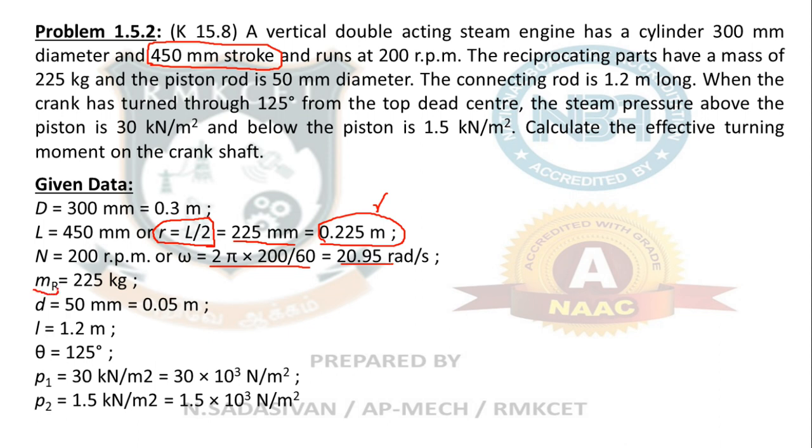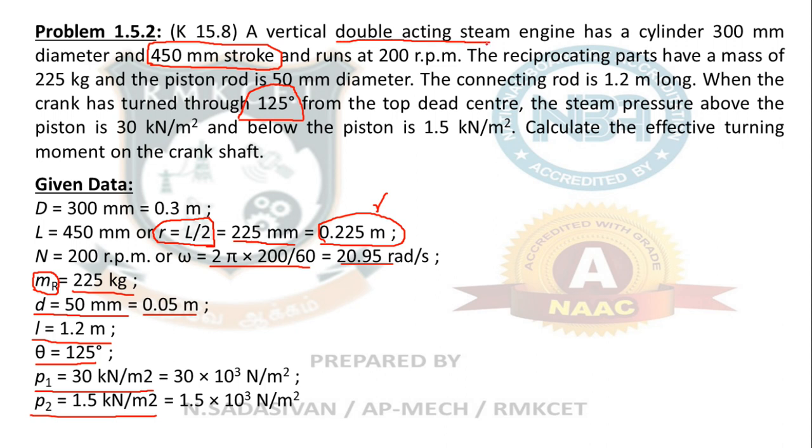Reciprocating parts, mass of the reciprocating parts, m suffix r. Okay, so this r is very important. M suffix r, capital R, is 225 kilogram. Diameter of the connecting rod is 50 millimeter, so it is 0.05 meter. Length of the connecting rod is 1.2 meter. Crank position, the theta is given as 125 degree. Okay, so it is given here 125 degree from the top dead center. Pressure on the top side, P1, pressure above the piston is 30 kN per meter square. Pressure below the piston is 1.5 kN per meter square. Remember, it is a double acting vertical steam engine.